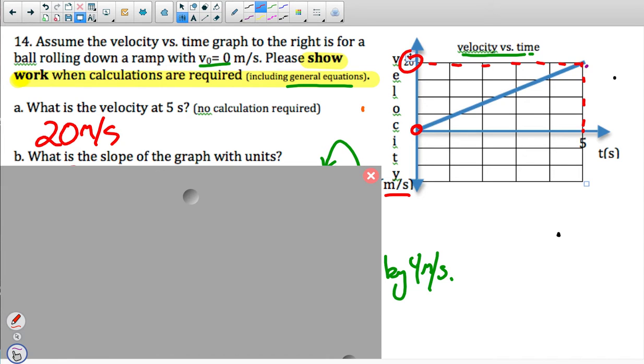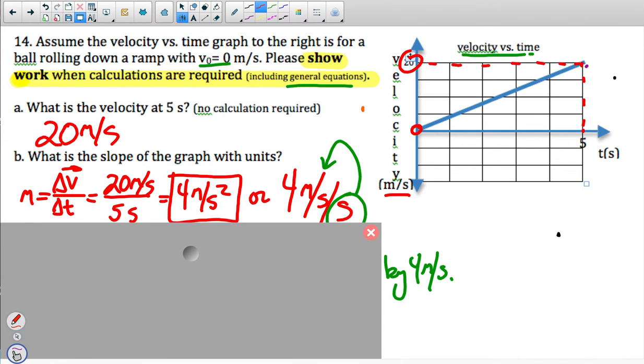What's the slope of the graph with units? In this case, we should show calculations. We know that the slope is the change in velocity divided by the change in time. Our total change in velocity is a positive 20 meters per second divided by 5 seconds. 20 divided by 5 is 4 meters per second per second. So that's meters per second squared, or 4 meters per second per second.